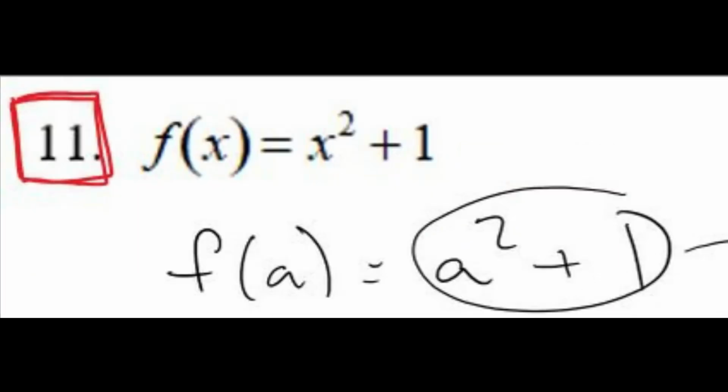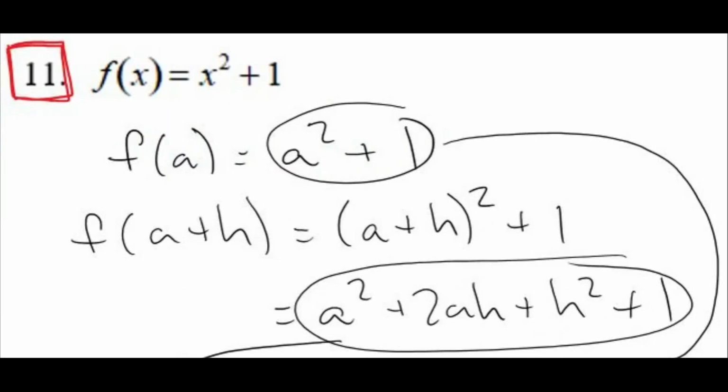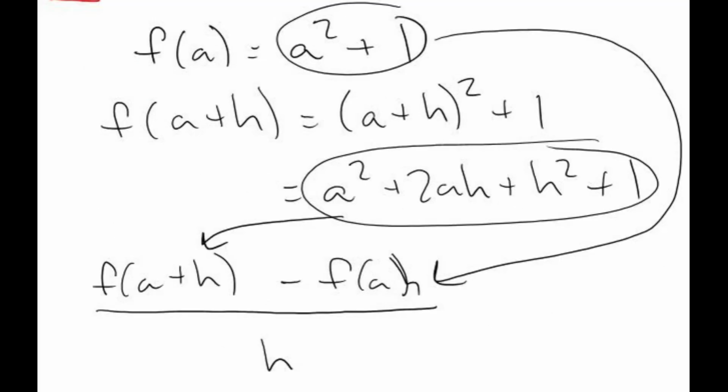So f of a is easy. You just replace that x with an a, and you get a squared plus 1. And then for f of a plus h, you plug that in, you square it, and you'll get a squared plus 2ah plus h squared. And then we still have that plus 1 at the end, so we put plus 1. Now we take each of those two parts separately, the a squared plus 1 and the big long one, and you stick them into the bottom of this equation. So I replace the f of a plus h with all that stuff, and then f of a is replaced with a squared plus 1.